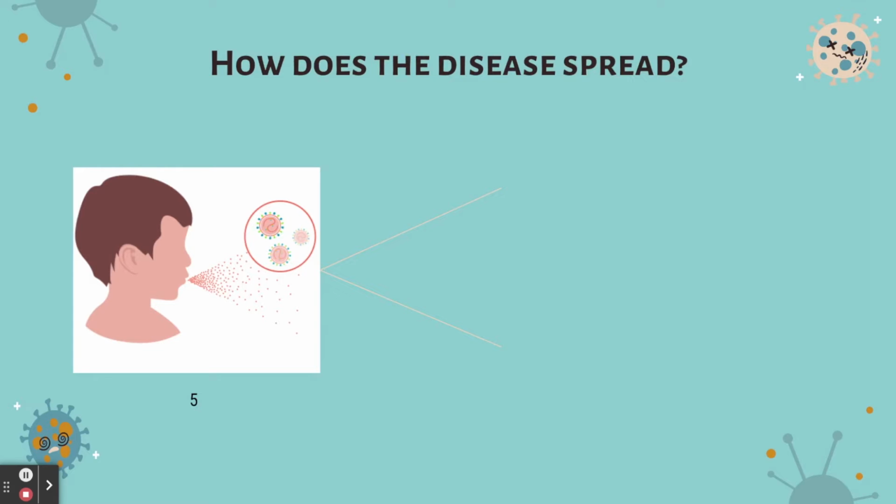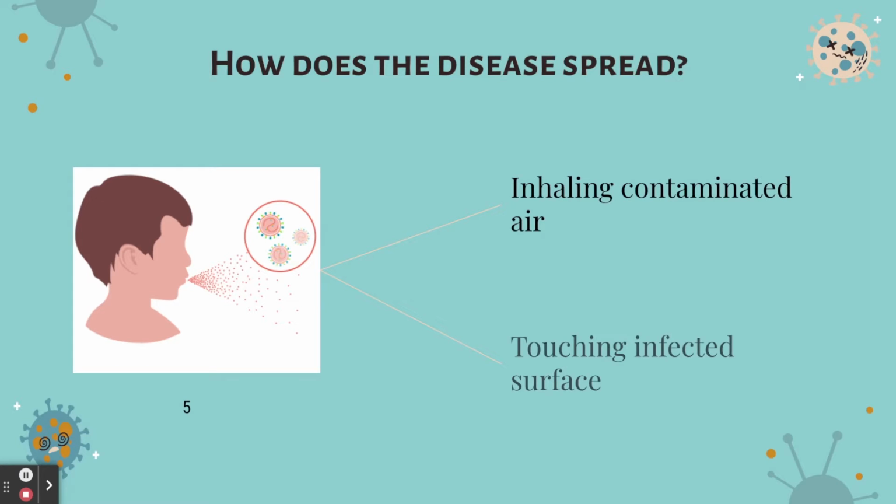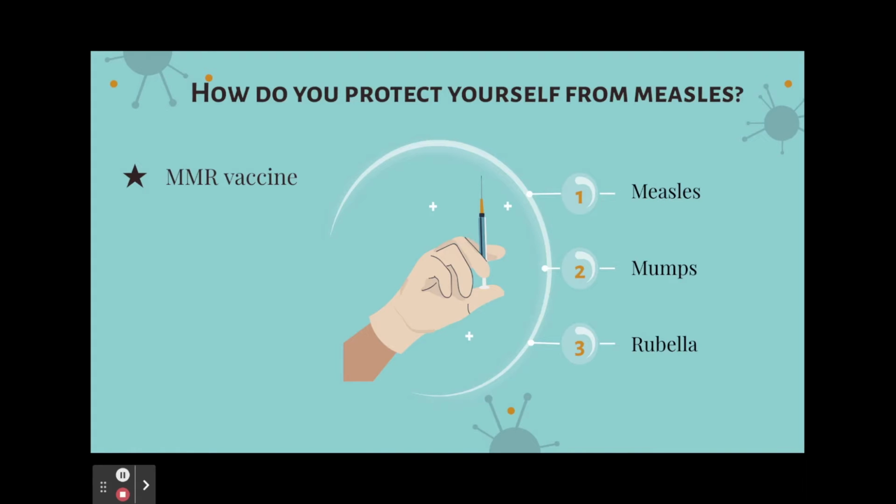How does the disease spread? The disease can spread through coughing and sneezing, and a person could also get the disease by inhaling contaminated air or touching an infected surface and then touching their eyes, nose, and mouth. How do you protect yourself from measles? The best way that a person can protect against measles is by getting the vaccine called MMR vaccine. Not only does it protect you from measles, but it also protects you from mumps and rubella.